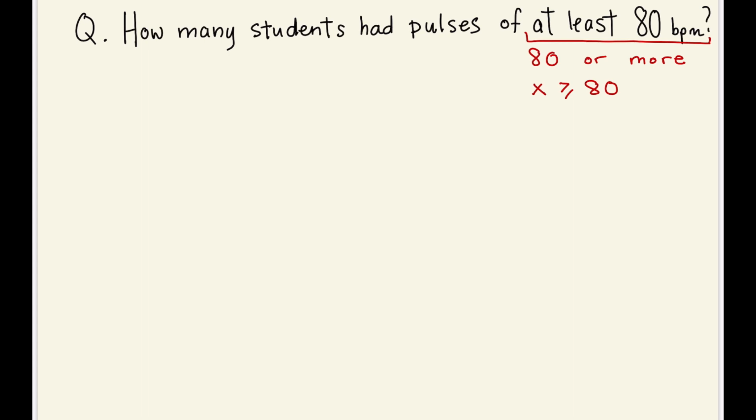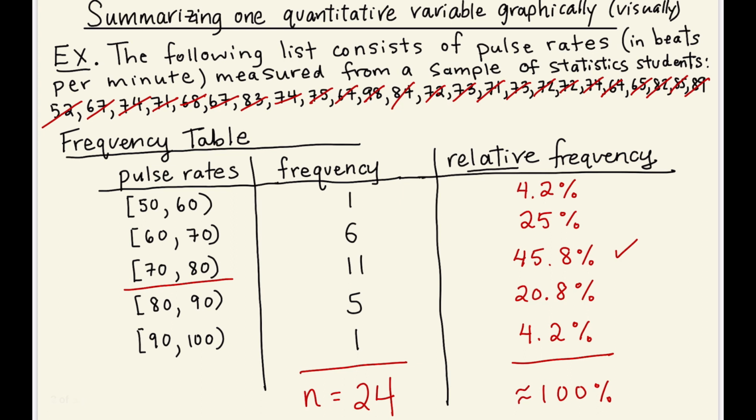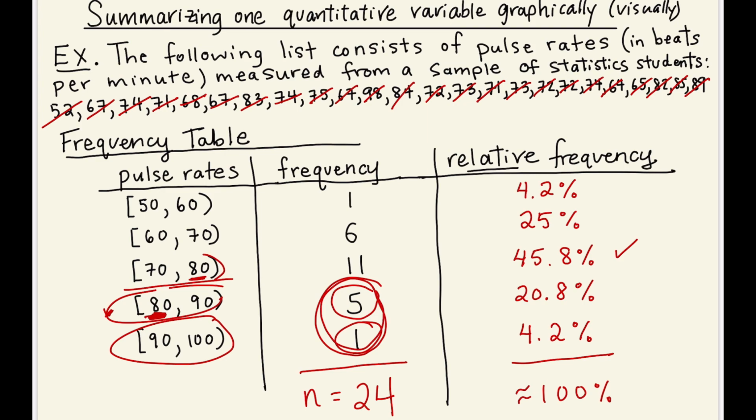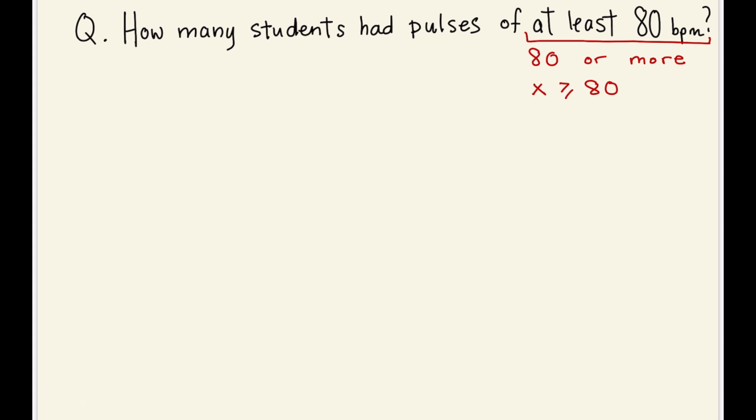So I'm going to go back to the table that we saw previously. If I look at this table and ask myself how many students had pulses of 80 or more, I'm going to be looking at this class and this class, because this is the class that contains 80. 80 is not included in this class because of my open bracket here. I can see that there are 6 students who had pulses of 80 or more. So going back to this question, how many? I'm going to say 5 plus 1 is equal to 6 students.